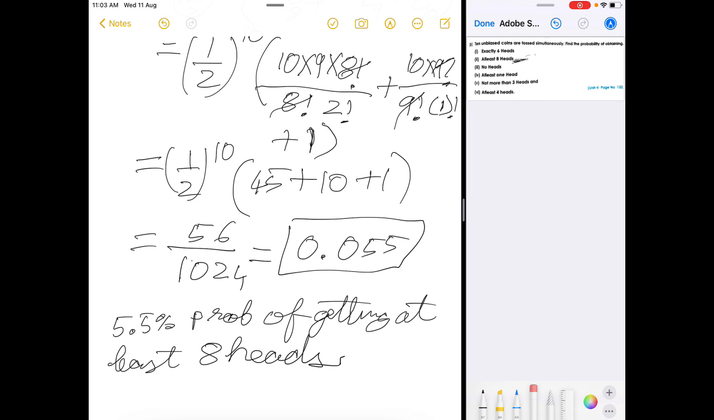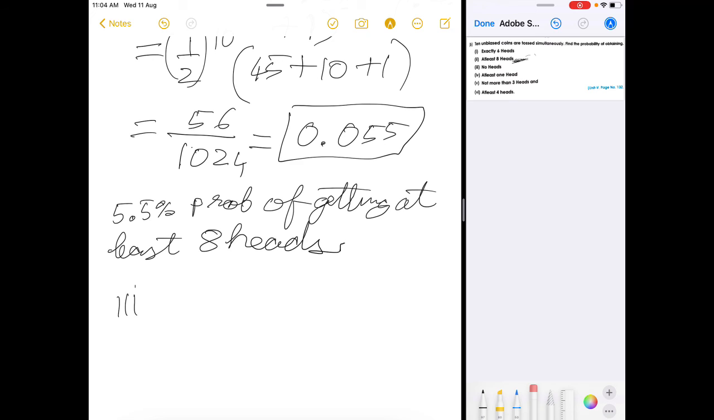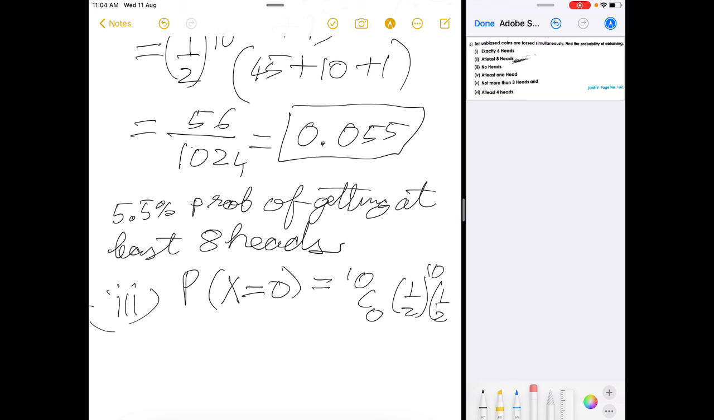Alright. Now let's do part 3, which is the simplest one. So probability of no heads, or probability of x equal to 0 or 0 heads. Alright. Now this is very simple to calculate. Probability of 0 heads is 10c0 multiply half to the power 10 half to the power 0. 10c0 is 1 always, half to the power 10 into half to the power 0 is again 1. So half to the power 10 is 1024.